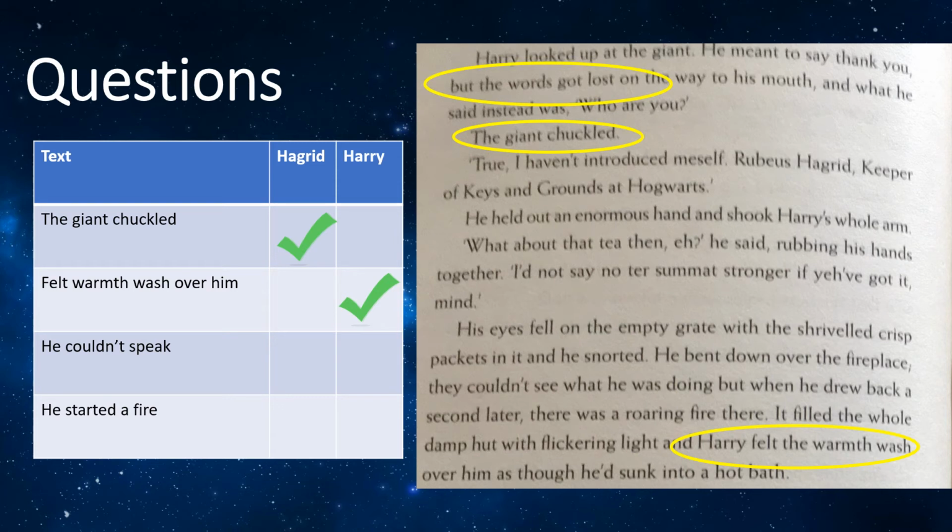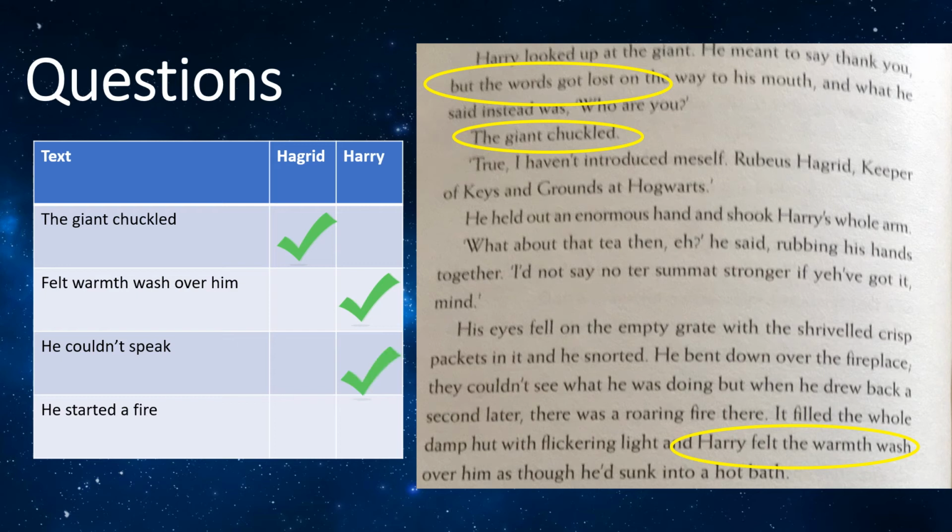Okay, next one: "he couldn't speak." Now, it doesn't say the exact words "couldn't speak," but as you can see in the circle at the very top, it says, "but the words got lost." Now, words are not human beings. They can't get lost, really. This is actually another type of imagery called personification. However, if something gets lost, it means it doesn't happen. So we know if words are getting lost, they're not being said. It says, "the words got lost on the way to his mouth." So those words haven't been said. That means it must have been Harry that couldn't speak.